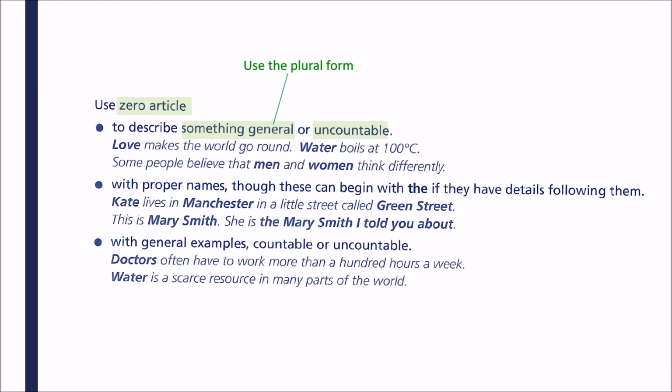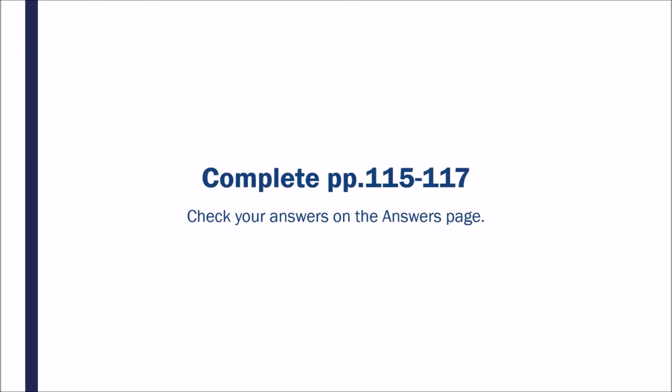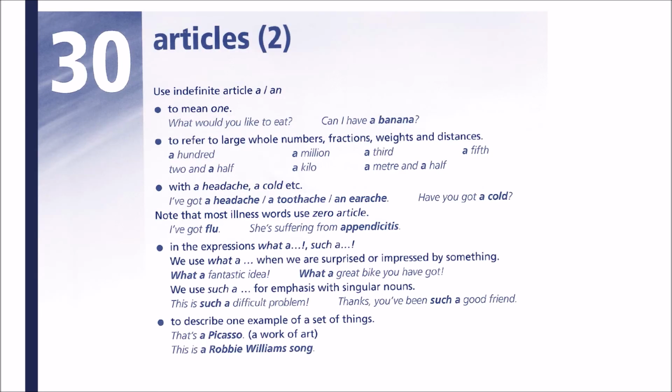The second situation is when we are using names. We cannot count people, and we don't need to use the to point out which particular person I'm talking about because the name is clear enough. So these are the two situations in which we will not write an article in front of a noun. In Unit 30, we'll look at the use of articles with more concrete examples and some contexts.